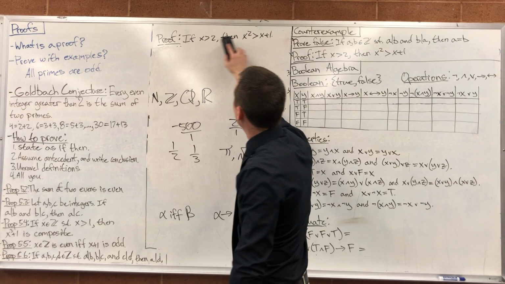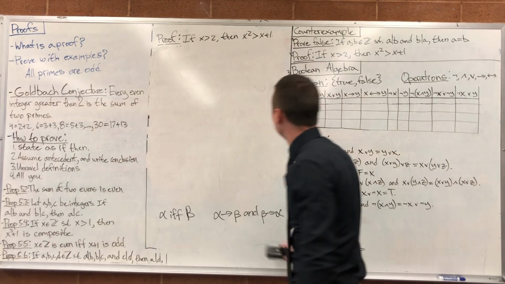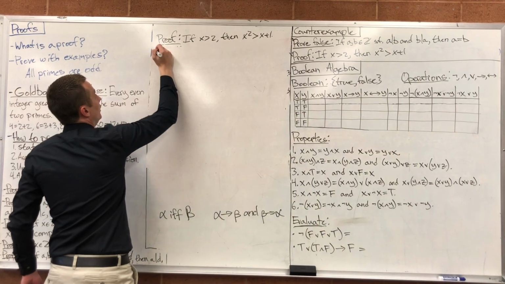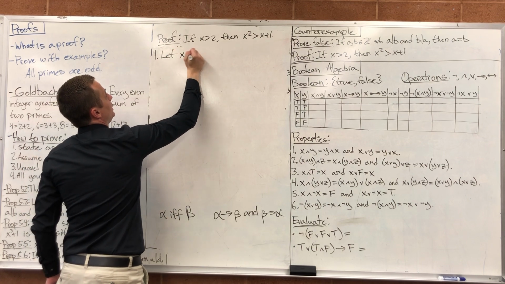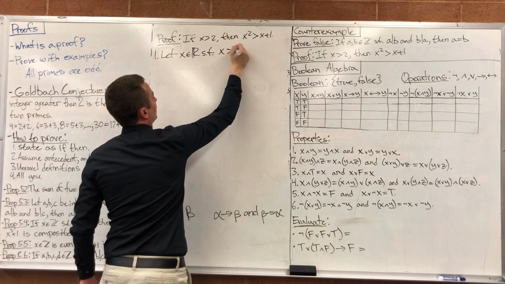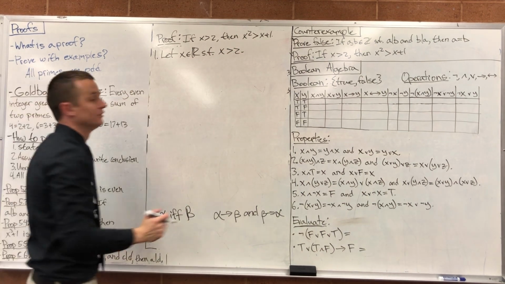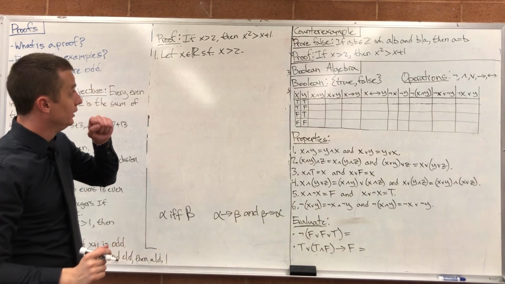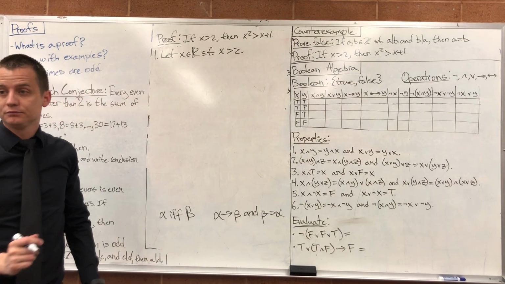So if we say if x is greater than 2, then x squared is greater than x plus 1, it's assumed x is a real number. If we want to be a little bit pedantic, we could say, let x be a real number such that x is greater than 2. You could have also just said, let x be greater than 2. That would have been fine. Now we're trying to show that x squared is greater than x plus 1.